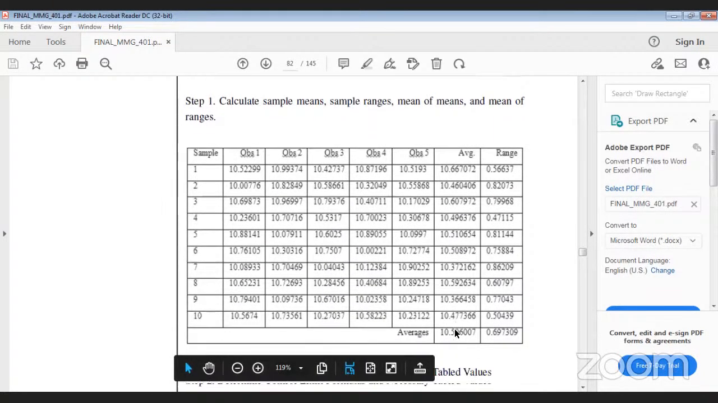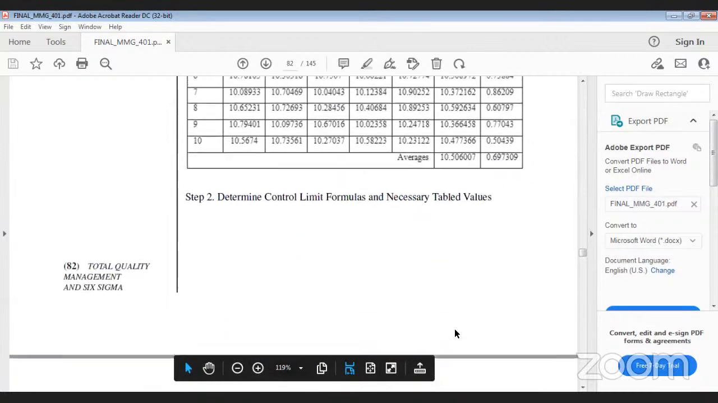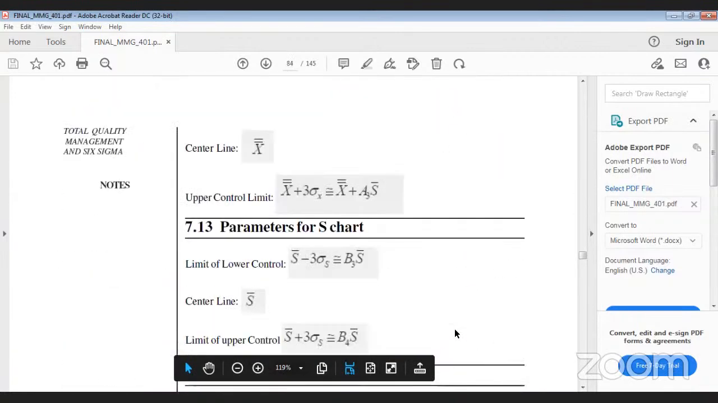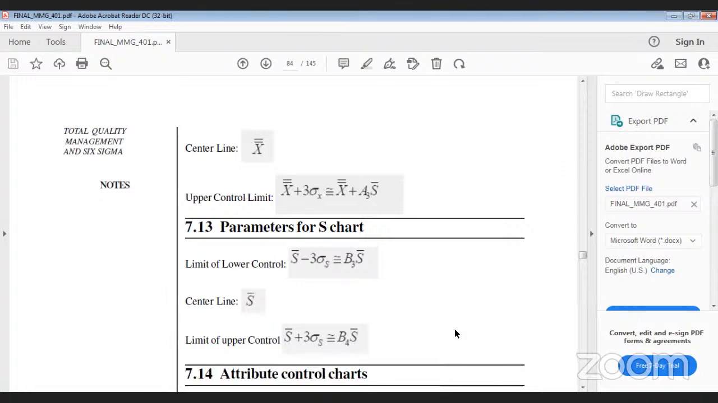There are some S charts here, and the parameters of S charts are given here also. Here are the lower control limit, then the central line, then the upper control limit. These are the points that must be taken into account.